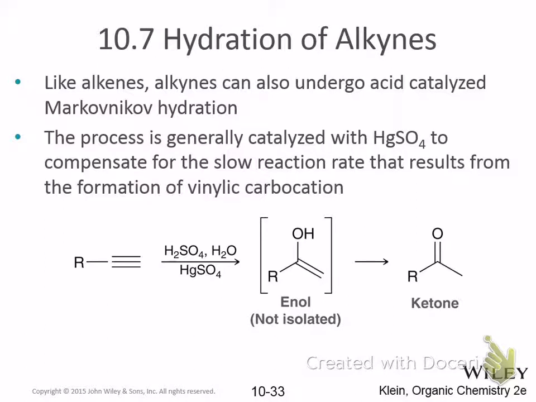So when you do the hydration of an alkyne, remember alkynes are not as reactive because they don't like the positive charge building up on the vinyl carbons. And so when we do hydration of an alkyne, we use mercury sulfate as a catalyst, and the mercury ion helps to stabilize the pi bond, which allows it to be more reactive. It still follows Markovnikov's rule, where the oxygen gets added to the more substituted side, and the hydrogen gets added to the side with more hydrogens, or the less substituted side.